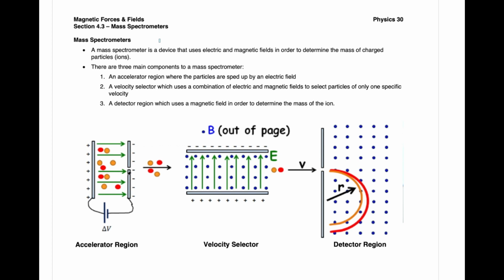So in this lesson, we're going to be talking about mass spectrometers. Now, a mass spectrometer is just a device that uses electric and magnetic fields in order to determine the mass of charged particles. So there are three main components that we're going to be looking at.